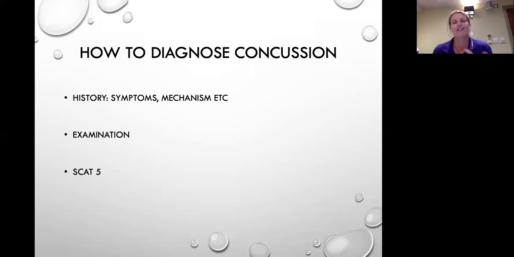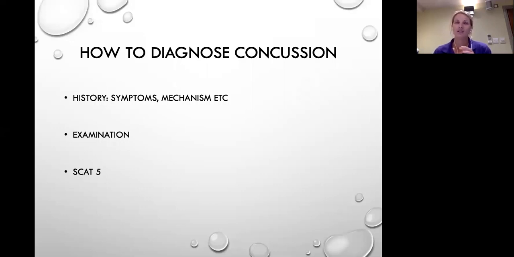So how do you diagnose it? This is essentially a mixture of different ways, because there's no one particular test you can do that will diagnose it. So for me, the real key is getting the mechanism, how it happened, what happened immediately afterwards, and what their symptoms were.